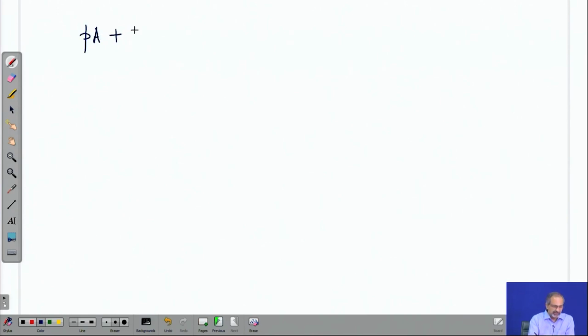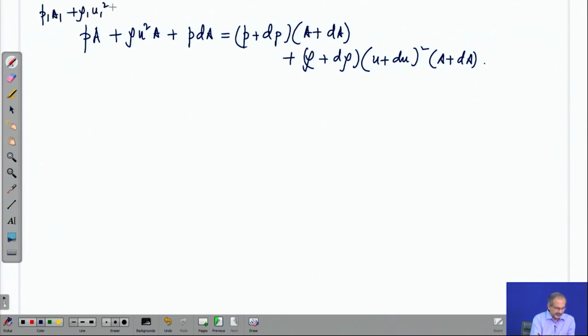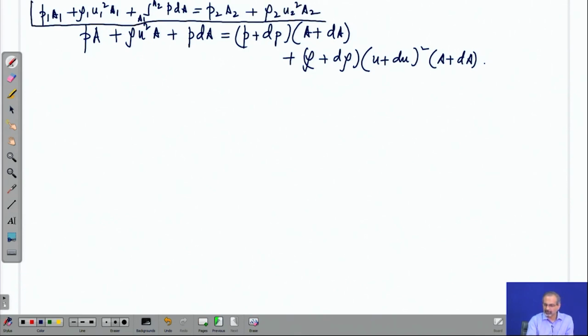If you apply it across the two sections, what do you get? You get an equation like this. How does it compare with the case that we were just looking at, where finite changes are involved? It will be easier for us to understand if we write that equation more systematically and compare with what we are writing now. So, if we had written that equation down for the finite sized control volume, once again it would look like this: an integral between A 1 to A 2 P dA is equal to P 2 A 2 plus rho 2 U 2 square A 2. So, this would be the equation you would obtain for a finite control volume.